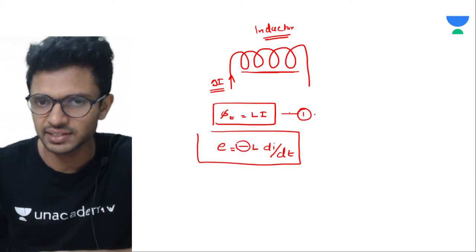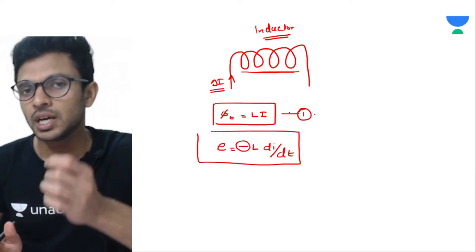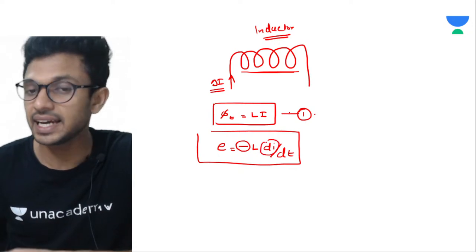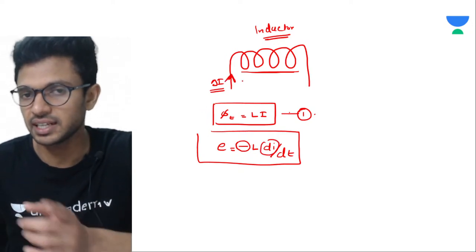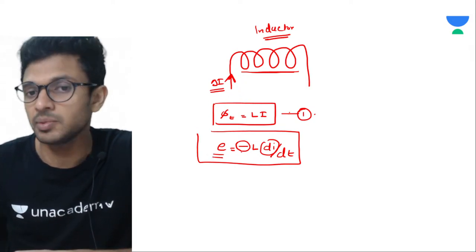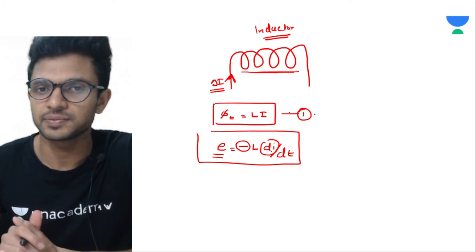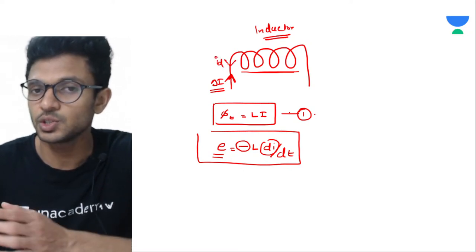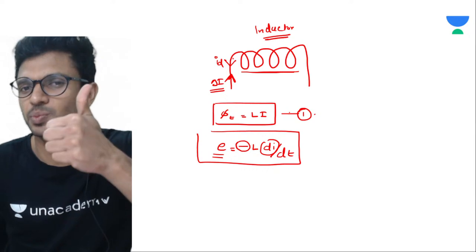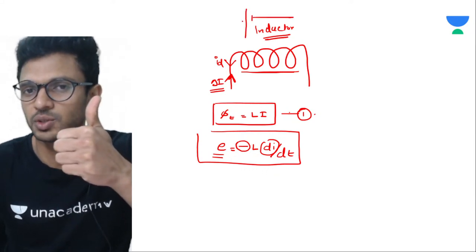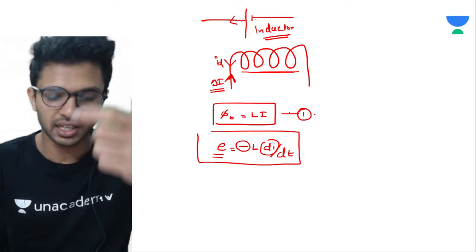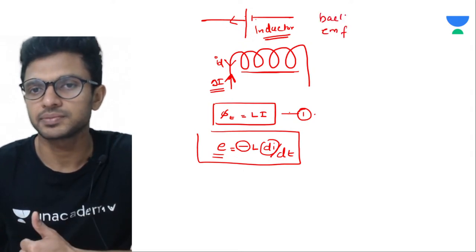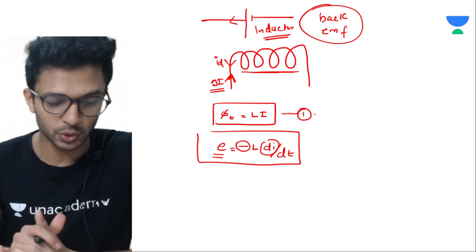What does this negative sign correspond to? The negative sign corresponds to the polarity of the induced EMF. How will you find the polarity of induced EMF? What is di? di is the change in current. In which direction is it changing? In the upward direction. So the induced EMF has a negative polarity relative to the change in current, so it will produce a current in the opposite direction. If a current has to be produced in this direction, the polarity of the induced EMF should be positive here and negative here to produce a current in the opposite direction. Self-induced EMF is also called back EMF, because it is producing a current in the opposite direction. This is also something you can write down.